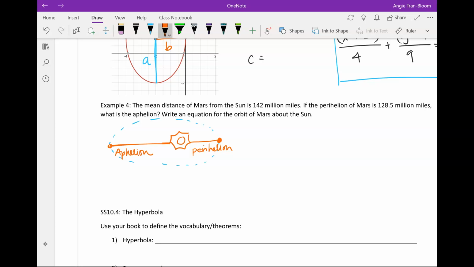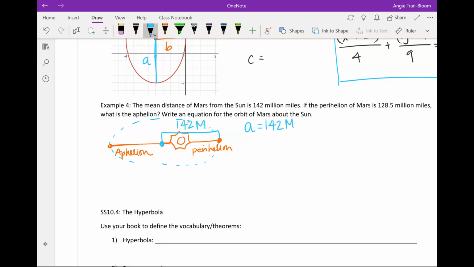Okay, so another term that I gave you is the mean distance of a planet, in this case Mars. So the mean distance is an average. So the average of these two happens to be what? 142 million, right? So if I take perihelion and aphelion and add and divide by 2, I should have a distance of 142 million miles. So pretty much the mean distance is the distance for what variable? A. So A is 142 million miles.